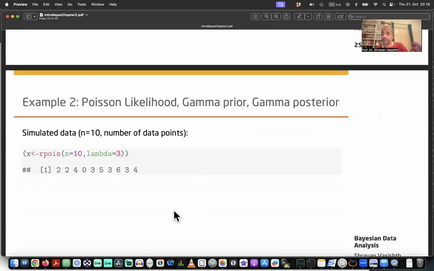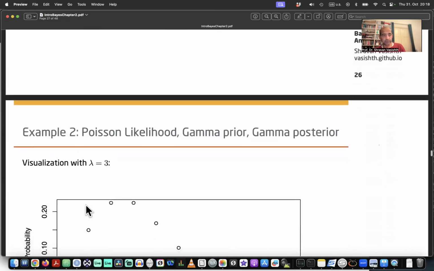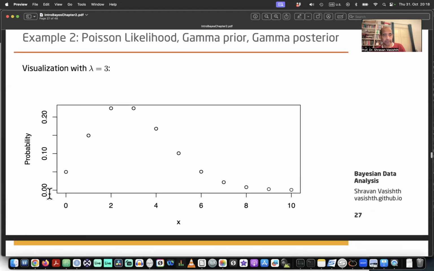And so we can generate such independent data using the rpois function from the DPQR family. I'm just generating 10 simulated data points from a Poisson distribution with lambda equal to 3. So the average count for these simulated data is 3, but you can see that there's some random variability here. Okay, so that's how we would generate simulated data with the Poisson. And you can visualize that for lambda equal to 3. This is what it looks like.